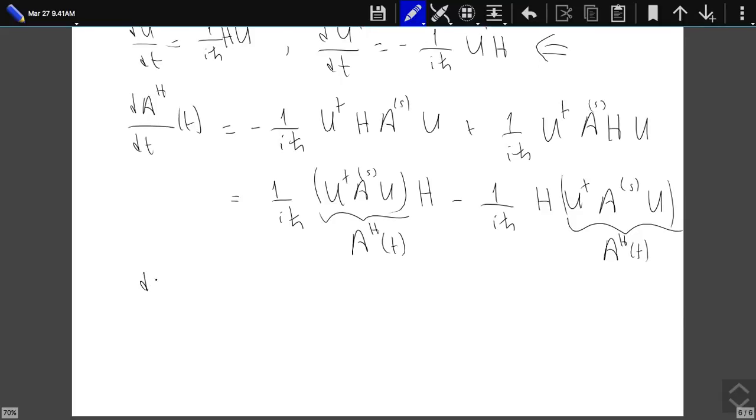Which tells me that the time derivative of my operator is nothing but 1 over i h bar times its commutator with H. Now, when you take classical mechanics or analytical mechanics, if you haven't already, you will see that this is very similar to the Poisson equation, where the time derivative of any observable was given by its Poisson bracket with the Hamiltonian. This is exactly the same result.